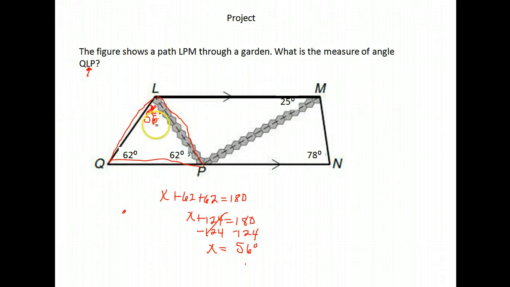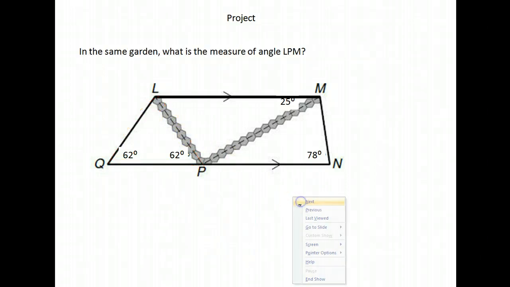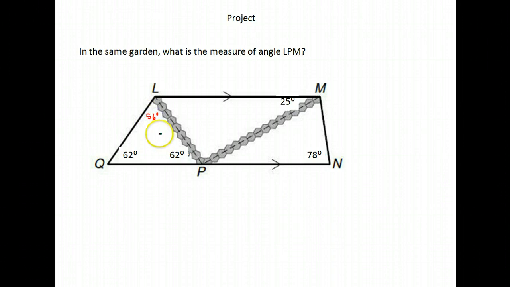Okay, I'm going to save that number because as we move on, we're going to have to find other angles and I may need it. Okay, so I'm going to go ahead here and fill in what I found in the previous question. Now, what is the measure of angle LPM? So again, my angle is wherever my middle letter is located. LPM is this angle right here. How am I going to find the measure of that angle?